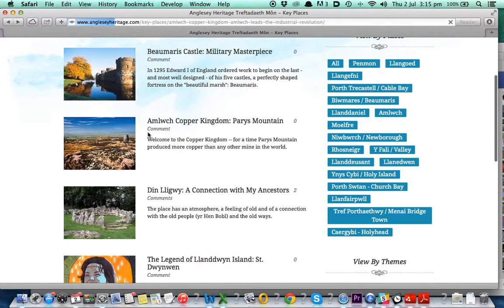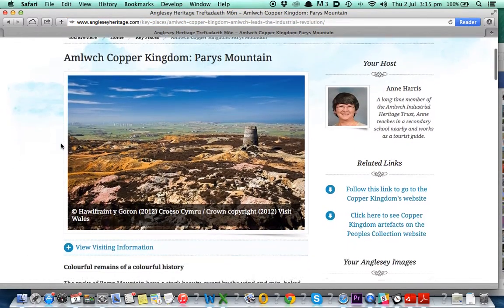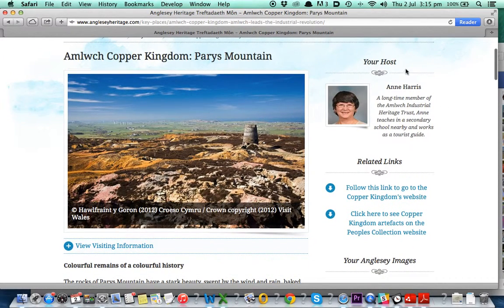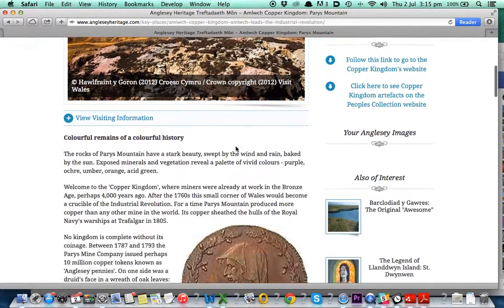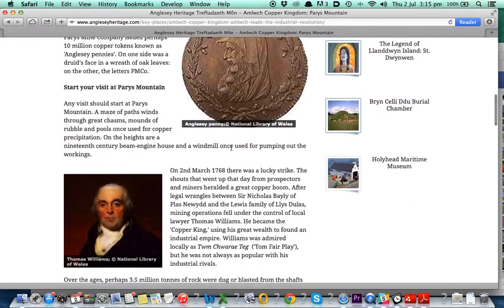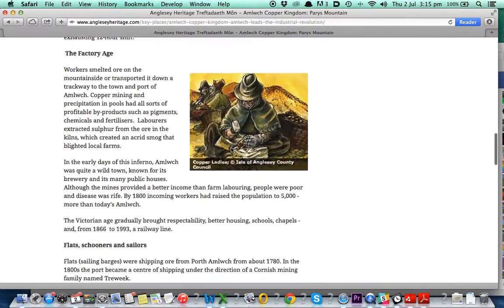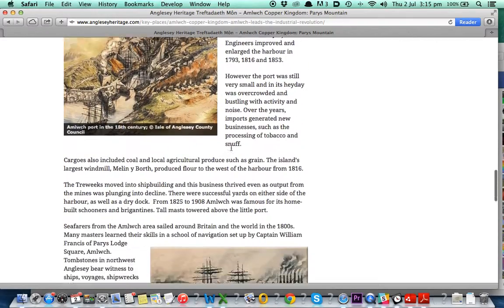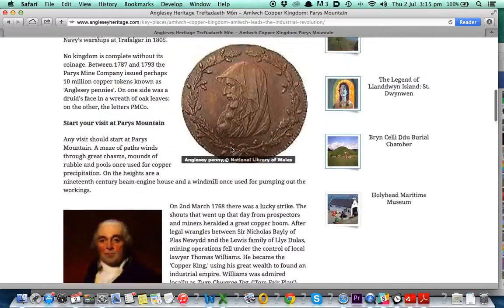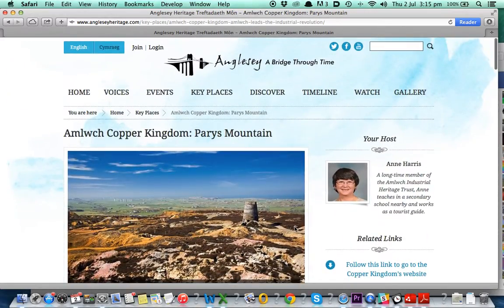This seems to be out of alphabetical order here because it was originally Copper Kingdom. Here the host is one of the members of the Amlwch Industrial Heritage Trust. She's also a local secondary school teacher, and she's very interested in preserving this site and has been volunteering for this group for many, many years. So you can see all the illustrations and the comments section. We talk about comments in a different place in these videos.